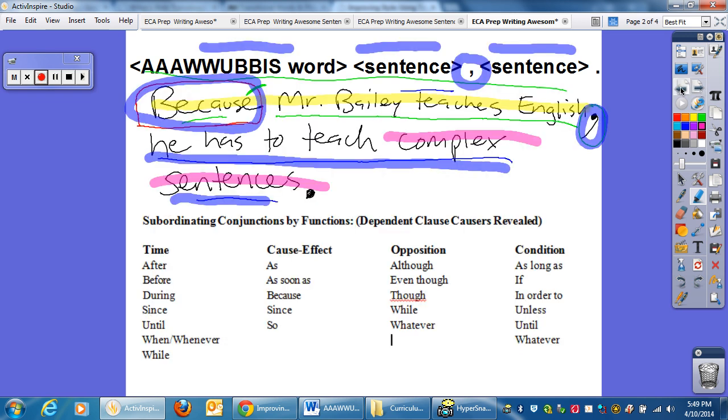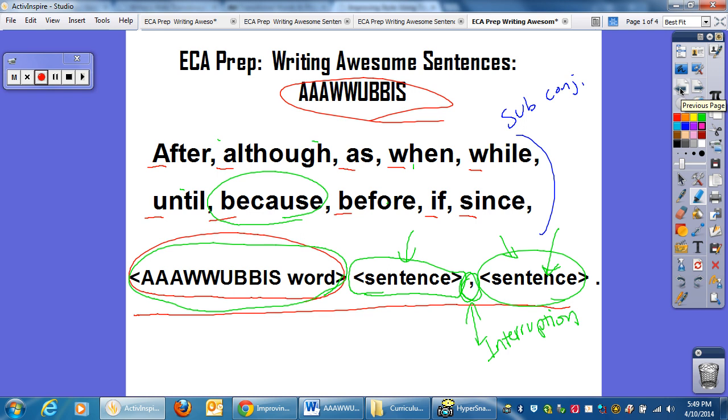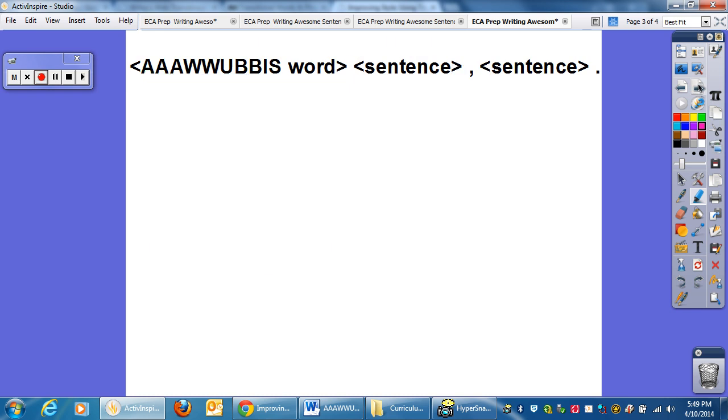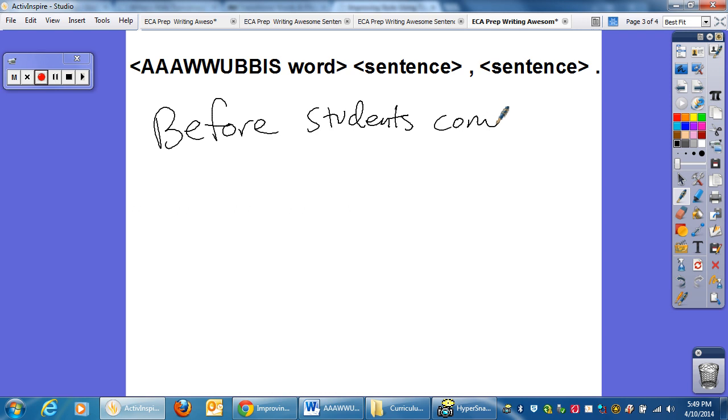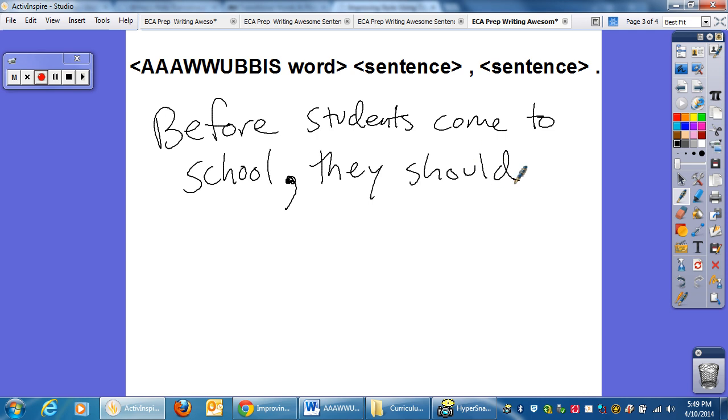Another example then, I'll just steal from the list. So I'll do before. We'll do before on the next one. So we go forward and we go to the word before. Before, and now we've got to insert a complete sentence. Can't just put a little phrase. Before students come to school, comma, they should eat breakfast.